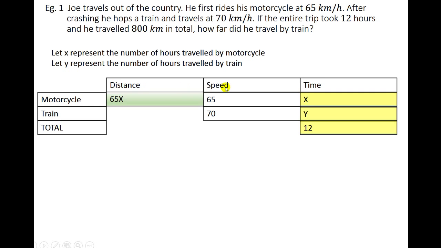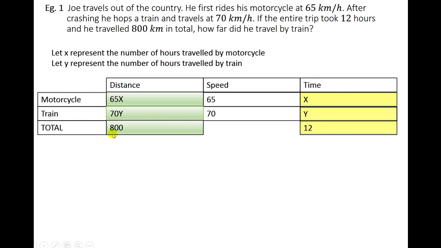The distance is equal to speed times time. Now for the motorcycle, we know the distance is 65 times x. Combined, it's 65x. And similarly for the train, we know the distance is 70y, because the speed times time is 70 times y, hence the distance is 70y. We are also told that the distance traveled is 800 kilometers.